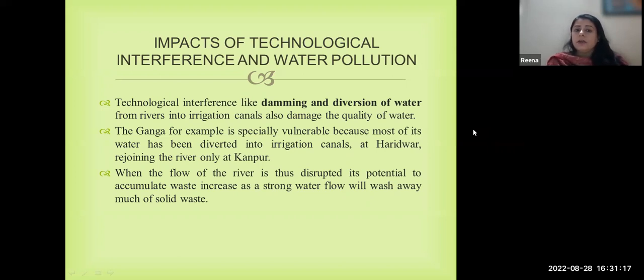Again, the Ganga, for example, is especially vulnerable because its water has been diverted to irrigation canals at Haridwar, rejoining the river only at Kanpur.